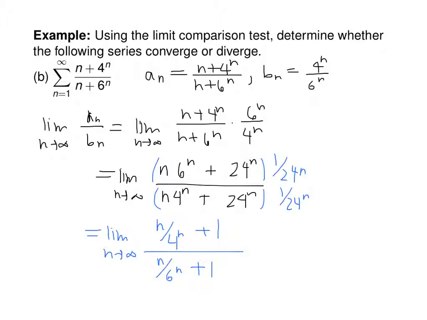And technically, you could use L'Hopital's rule, assuming you change your n's to x's, to prove that both this limit and that limit are going to be 0 individually. So this limit will equal 1. And so because the sum of the bn's is convergent, your series is convergent.